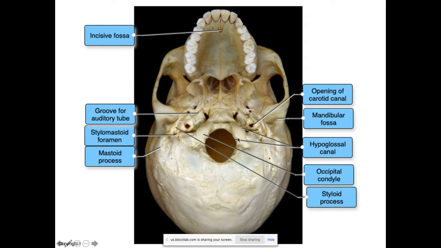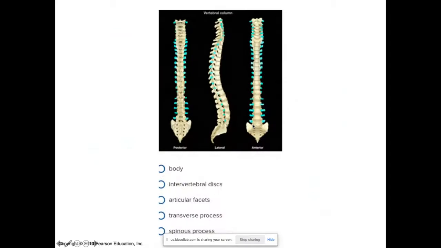The hypoglossal canal, that's a little hole in here for the 12th cranial nerve called the hypoglossal nerve. Mandibular fossa is where the mandible articulates with, right? You guys know it as the TMJ, the temporomandibular joint. And then we have the opening of the carotid canal right here. So there's lots of holes in here, lots of foramina.